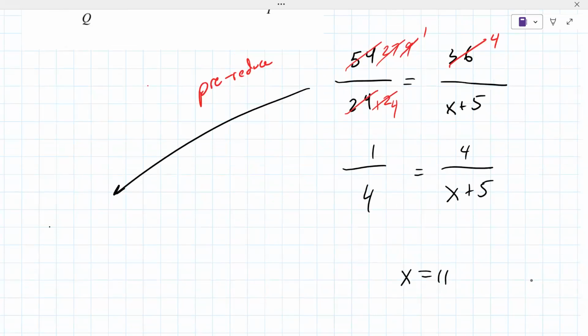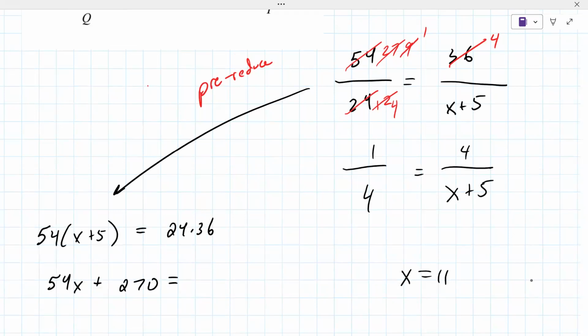If we were to come down here and solve this one, this would be 54 times x plus 5 equals 24 times 36. So it'd be 54x plus 270 equals, I gotta grab a calculator. I don't know that off the top of my head. 864. And so you're kind of like in the calculator zone with this. So it's really, really a good idea to pre-reduce if you can.